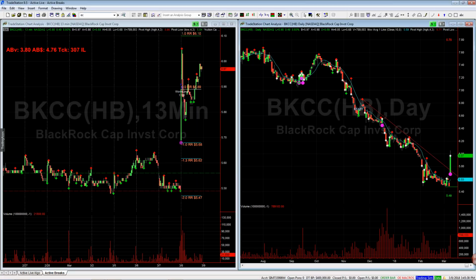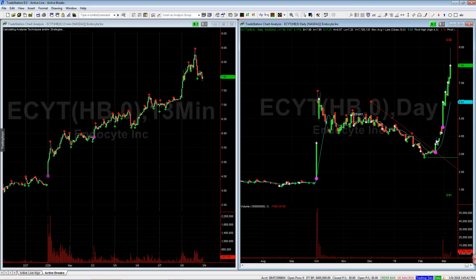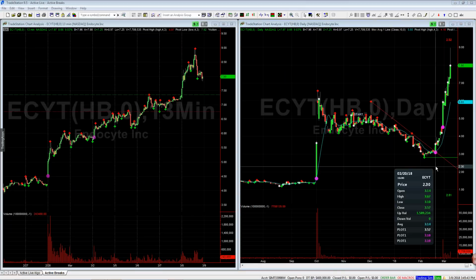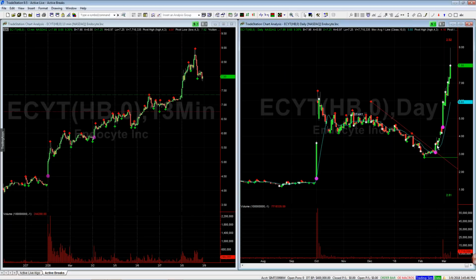Just to give you an example of a recent action break candidate, it was right here on February 20th. There you can see a similar pattern set up to the last one we looked at, BKCC. This is ECYT. There you have an action candle breaking a downward trend line. The action candle is an algorithm that I have written for TradeStation. It basically looks for statistically significant price and volume activity, and it predicts stocks that tend to do quite well. And we look at those in the last half an hour. This one has made a pretty good jump.